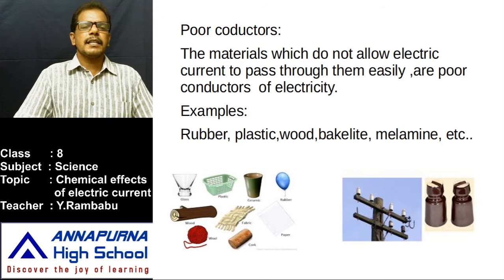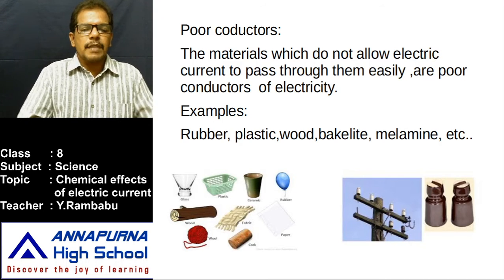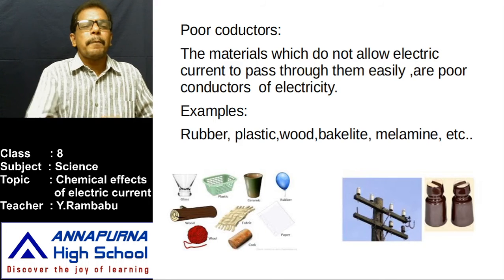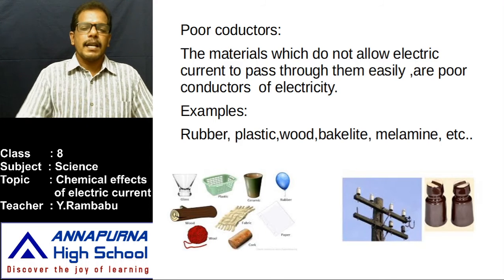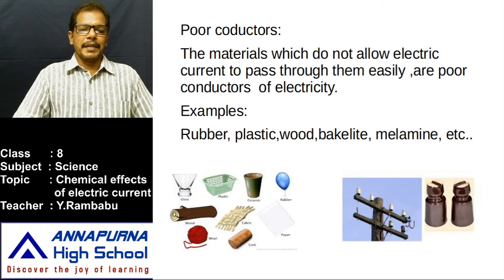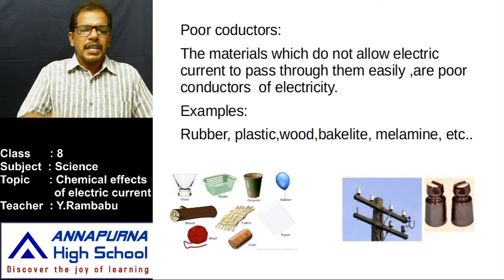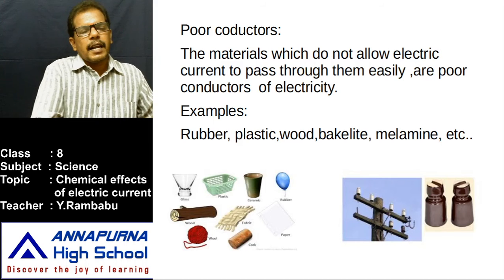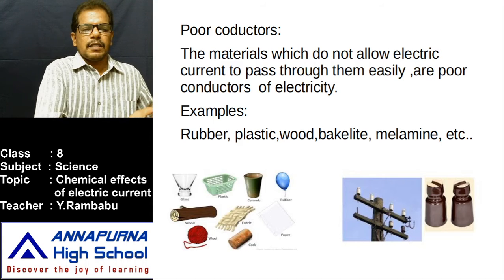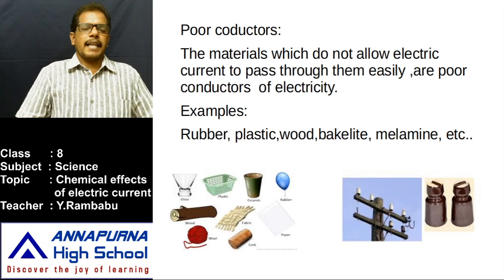Next, other materials are also there, that are semiconductors. What are semiconductors? Substances through which electricity passes partially are called semiconductors. Some examples of semiconductors are germanium, silicon, gallium, indium. All these are semiconductors.